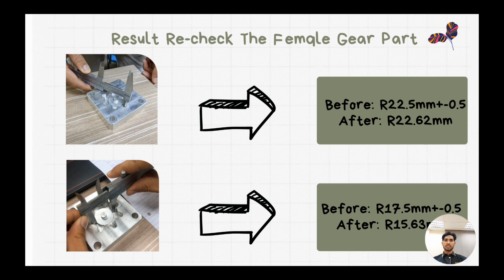Then the sixth inspection is a radius of 17.5 millimeter, and after machining, we get a radius of 15.63 millimeter.